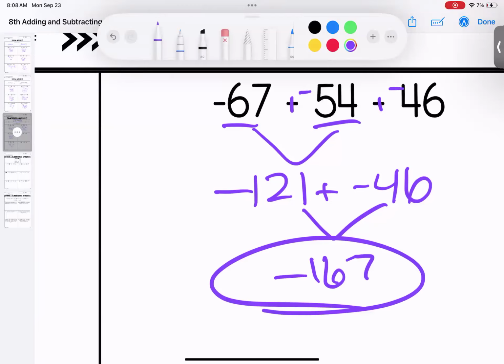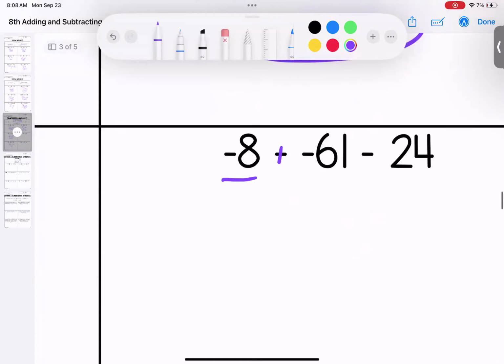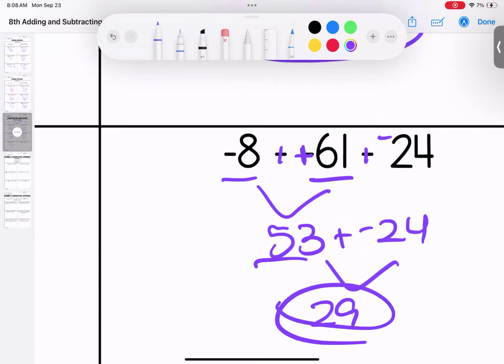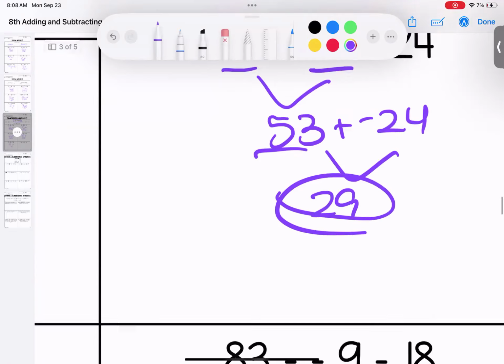Negative 167. Keep, change, change. Whoop, that needs to look like a plus. Keep, change, change. Opposites, subtract, bigger number is positive. Subtract again, bigger number is positive, positive 29 on that one.